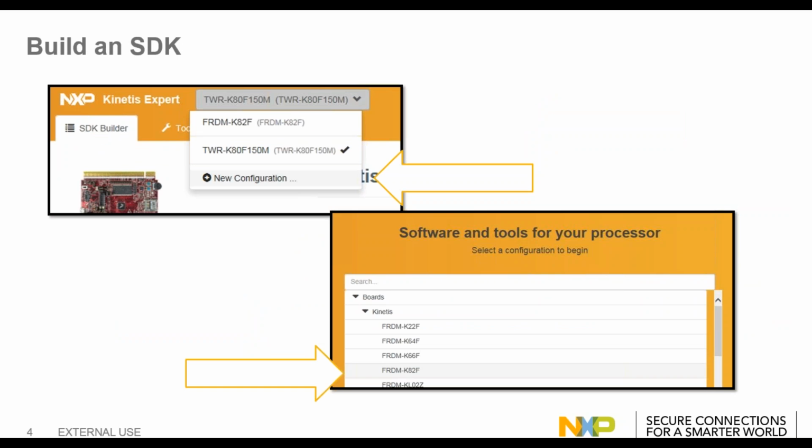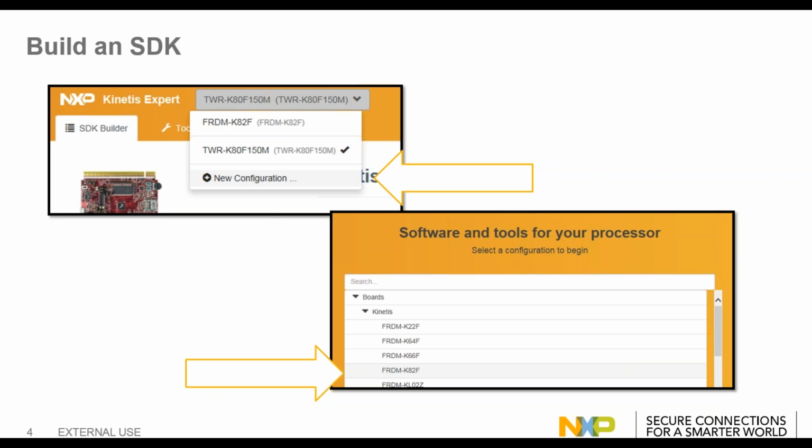When you go into the SDK Builder, you'll have the option to select a new configuration. If you look at the top of the SDK Builder, there will be a pull-down tab, and you can direct this pull-down tab to select new configuration. Within that new configuration, it will allow you to select a board. The platform for this contest is the Freedom K82F.